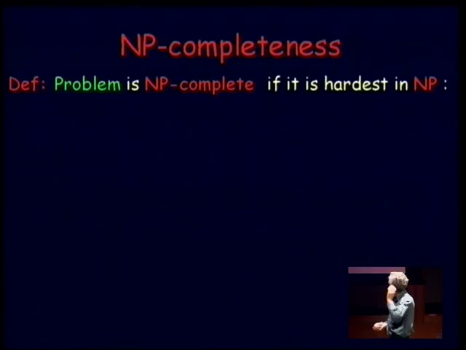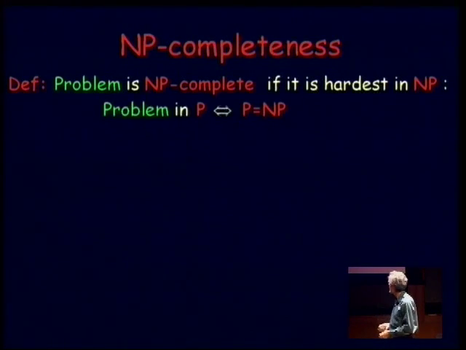So a problem, any problem like the ones we've seen before, we call it NP-complete if it is, in some sense, the hardest in this class of problems that have easy verification. And more formally, this problem somehow carries all the hardness of the class on its own shoulders. If we find an efficient algorithm for it, then all problems in NP are easy, all of them. So it's universal.